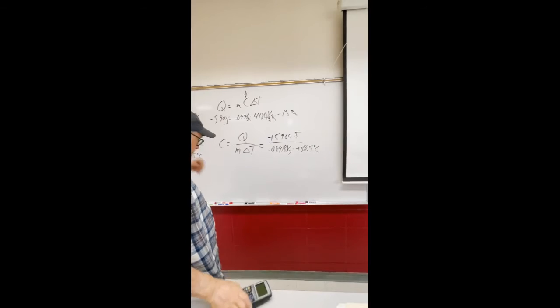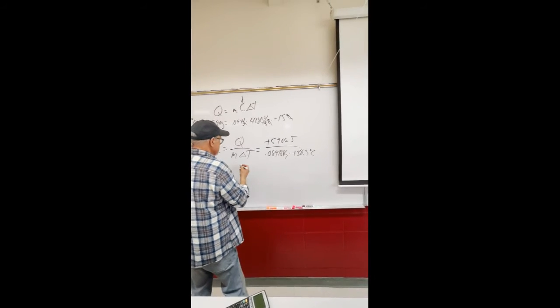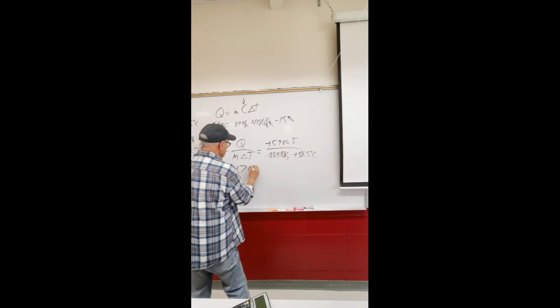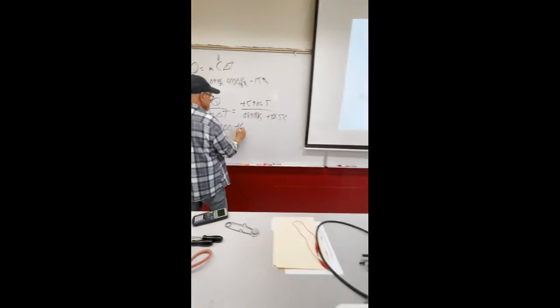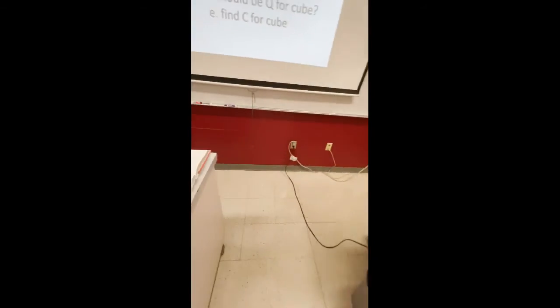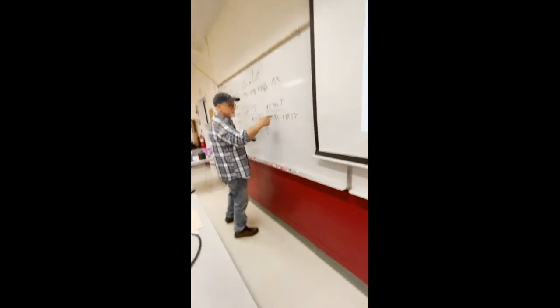1718. Okay, so I'm just going to call it 1,700 joules per kilogram degrees Celsius. Where did I get those units? From our stuff over there.